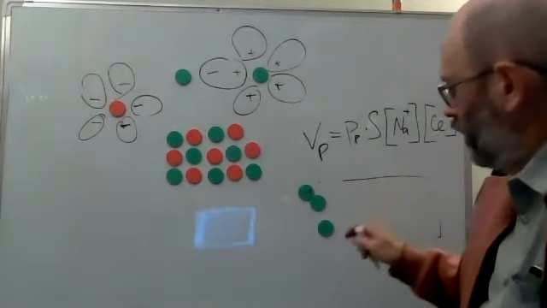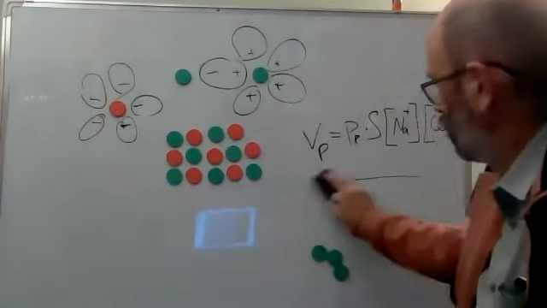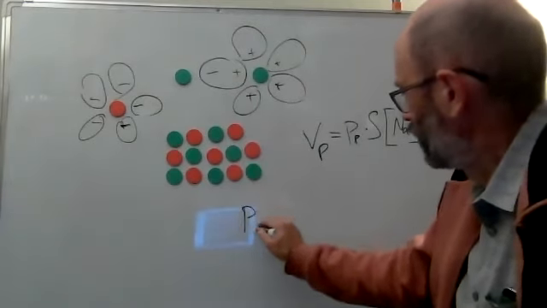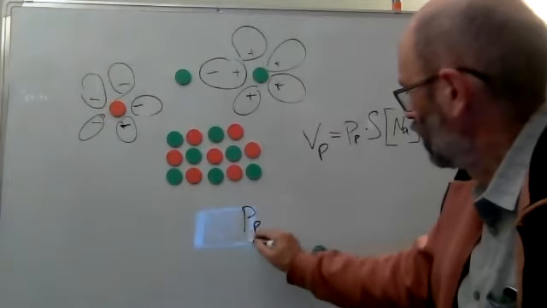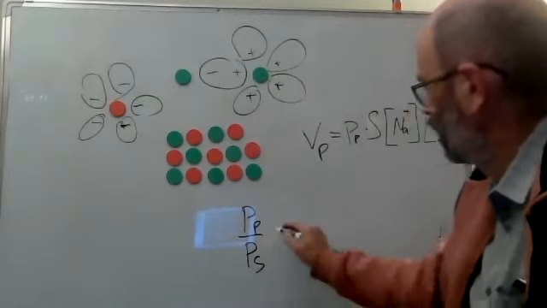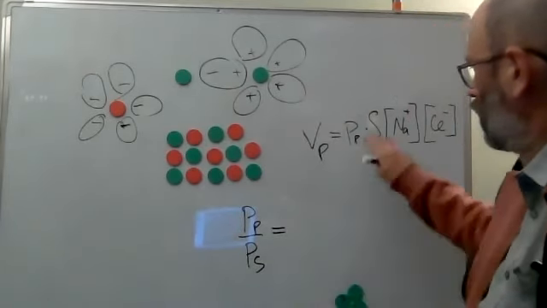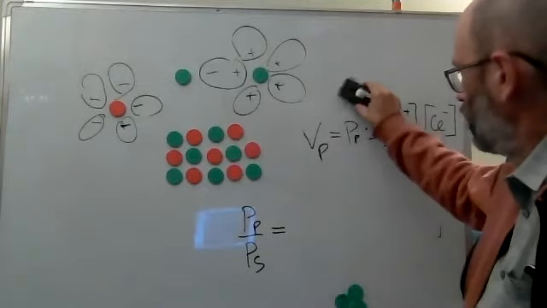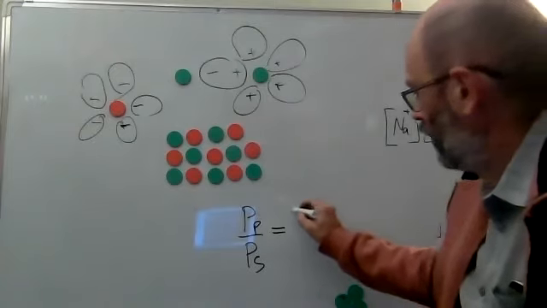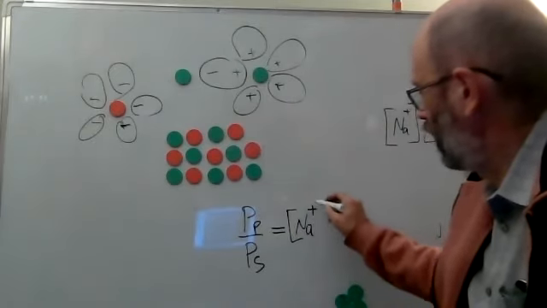So that means our final equation should look like that. The probability of precipitation divided by the probability of dispersion equals, so as you remember, we get rid of that, equals this. The product of concentrations of both ions.